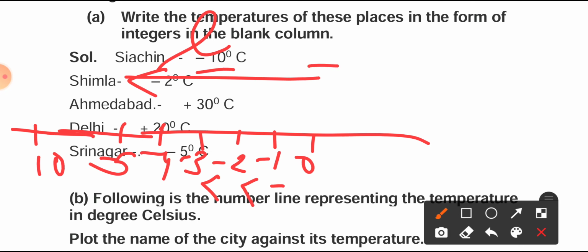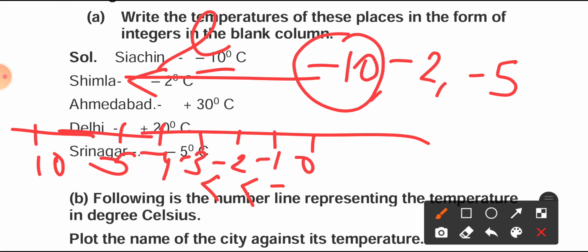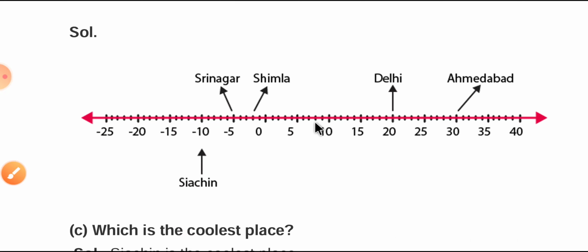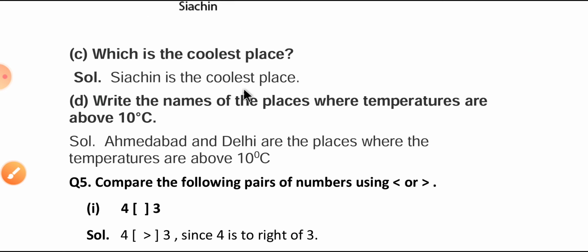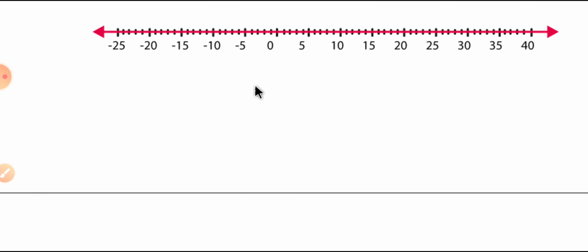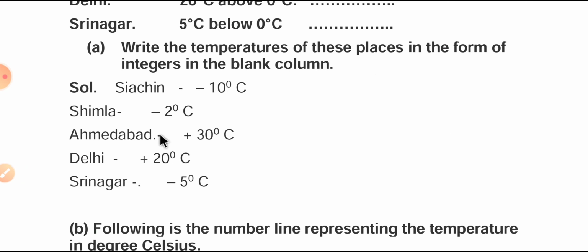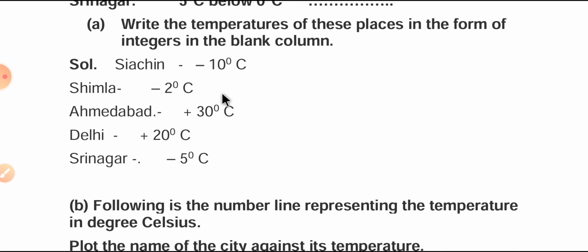Same here, we have to compare the temperatures minus 10, minus 2 and minus 5. So which is the lowest temperature here? Which is the lowest number? You can see that minus 10 is lower, or smaller, than minus 2 and minus 5. And minus 10 is the temperature of which city? Siachen. Therefore, the coldest place is Siachen with minus 10 degrees Celsius. Coolest means the lowest temperature of all the 5 cities, and the lowest temperature is of Siachen, minus 10.